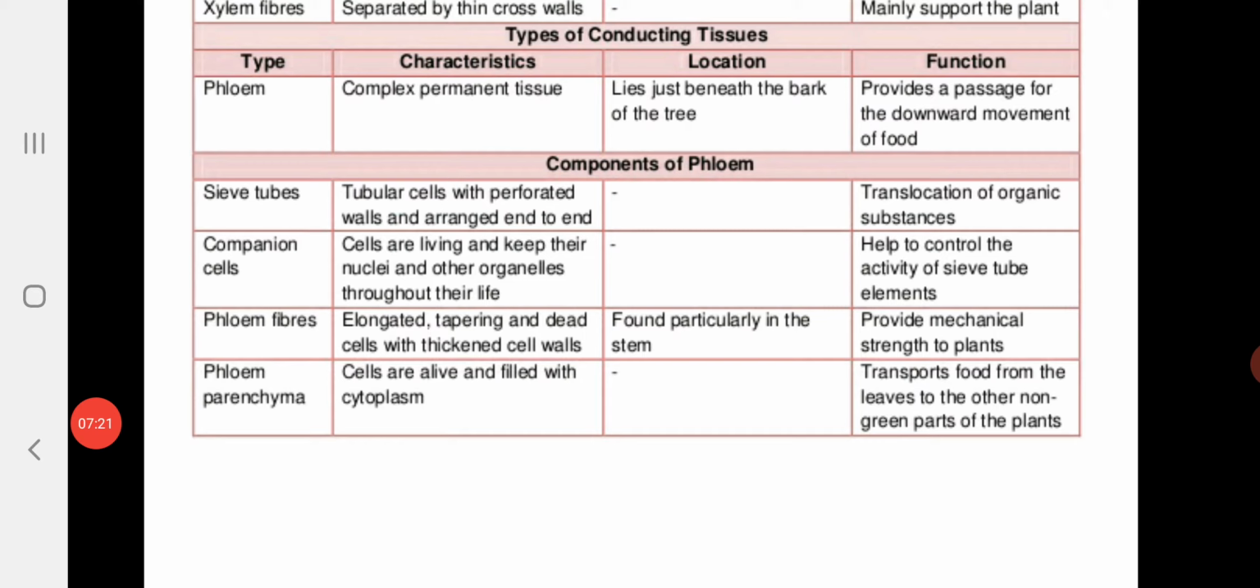Now let us study about the phloem. Phloem is a complex permanent tissue which provides a passage for downward movement of food. In the phloem, sieve tubes, companion cells, phloem fibers and phloem parenchyma are present, which together help the phloem to transport water and minerals in the downward direction. Translocation of organic substances is done by the sieve tubes, and the phloem fibers provide mechanical strength to the plant.